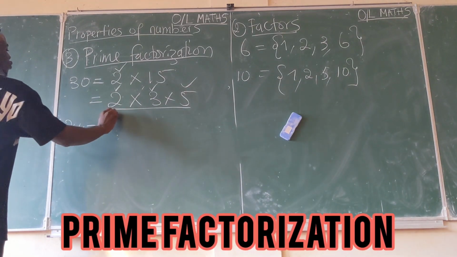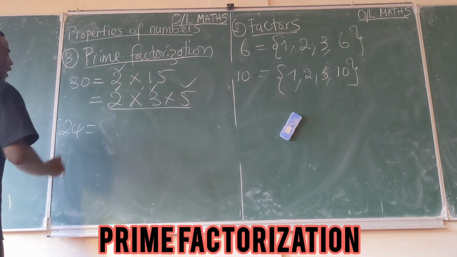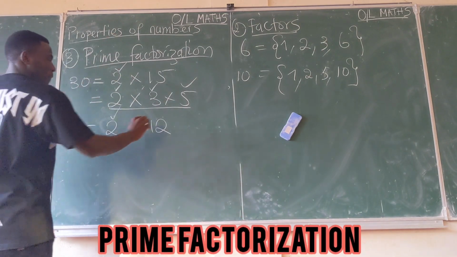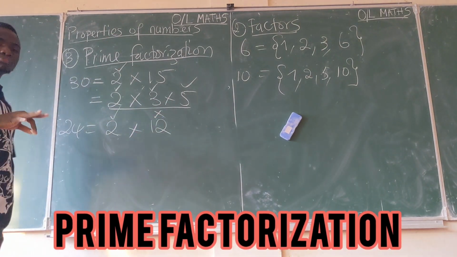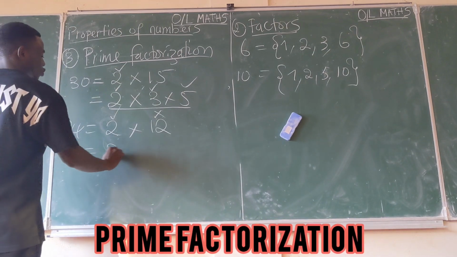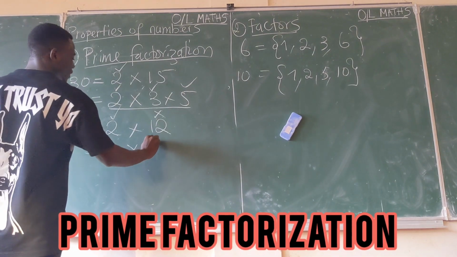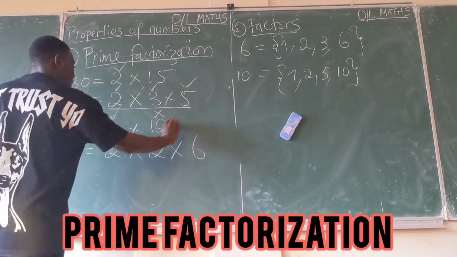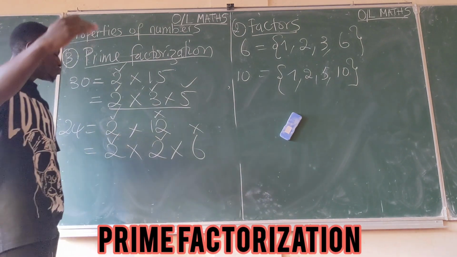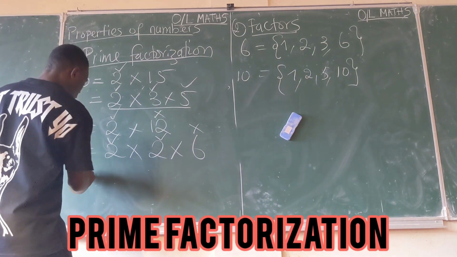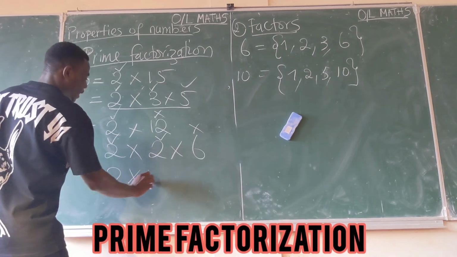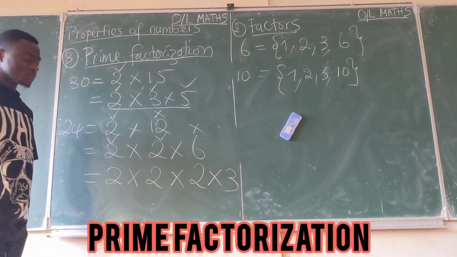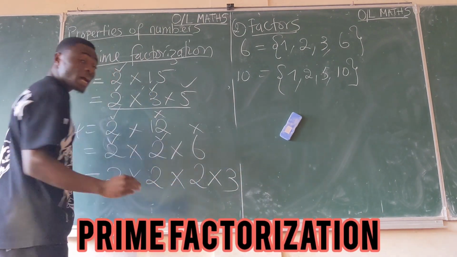Let's take another example, 24. 24 is the same as 2 times 12. 2 is really a prime number, but 12 is not a prime number. So we have to break it down again. So 12 can be written as 2 times 6. Also, now you see, 2 and 2 are prime numbers, but 6 is not a prime number, so we need to break it down again. 6 can be written as 2 multiplied by 3. You see that all of these numbers now are prime numbers.